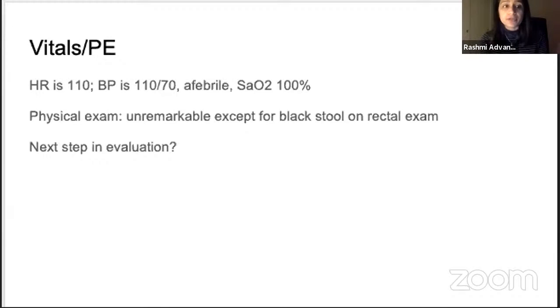She's pretty comfortable. So her physical exam, there are different components of the physical exam. There's a cardiac exam, there's a head and neck exam, there's a respiratory exam, there's a GI exam. And part of the GI exam that we focus on is what the abdomen looks like. So her abdomen looked benign.